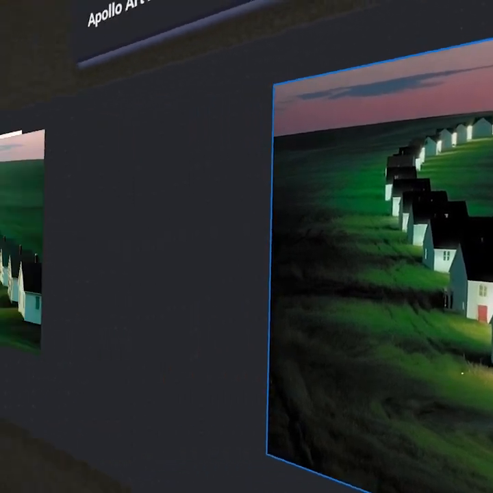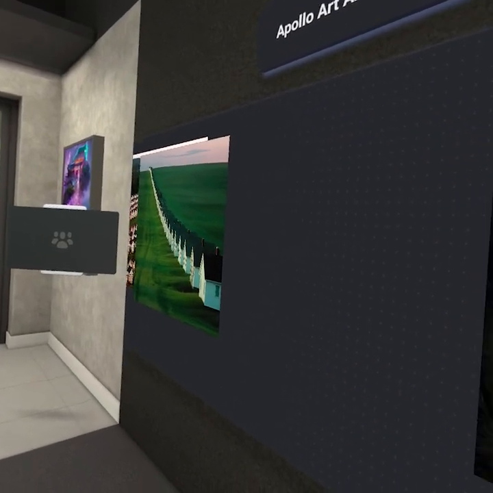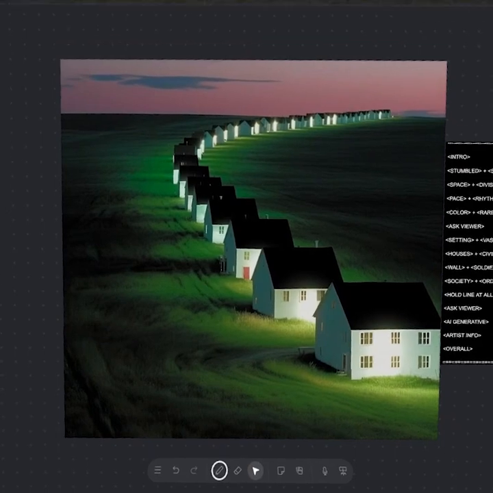And the original artist actually has some additional works that are quite reminiscent of the original work here. I'm going to bring that in real quick.